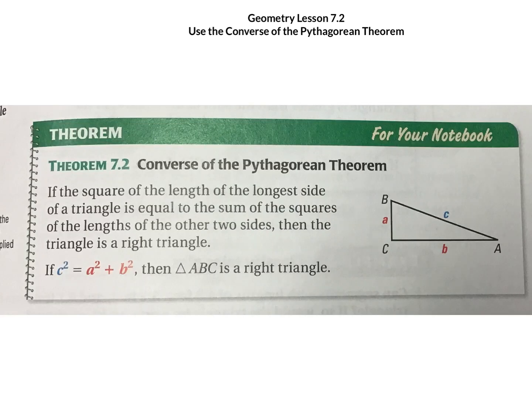Okay, so for 7.2, we are using the converse of the Pythagorean theorem. Make sure you have this written in your notebook. We learned last time that a squared plus b squared equals c squared. The converse is just saying if I know what c squared is, and I know that it equals a squared plus b squared, then I know that this is a right triangle.